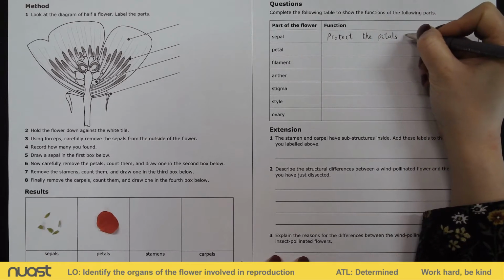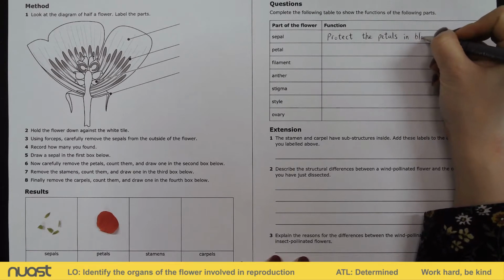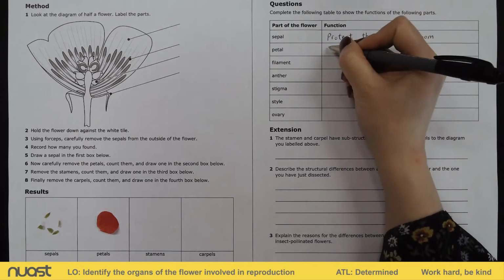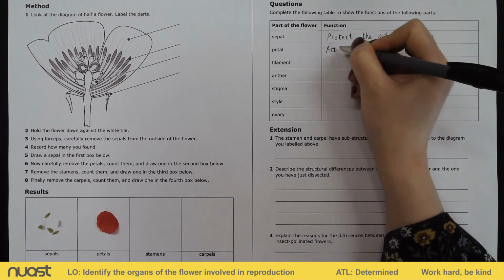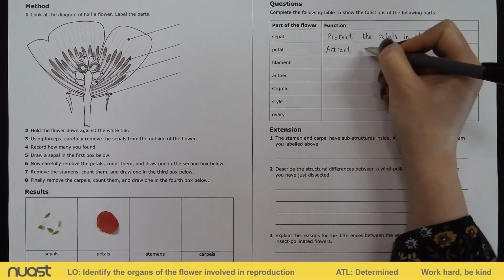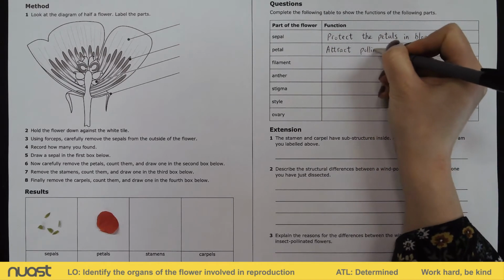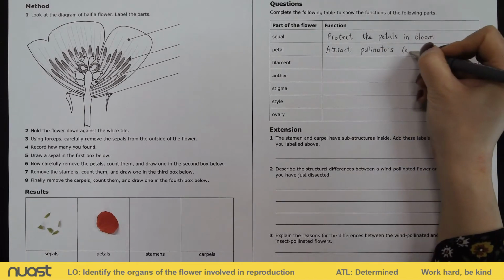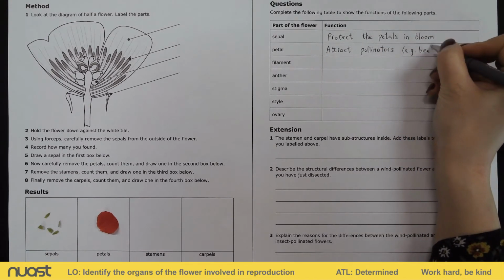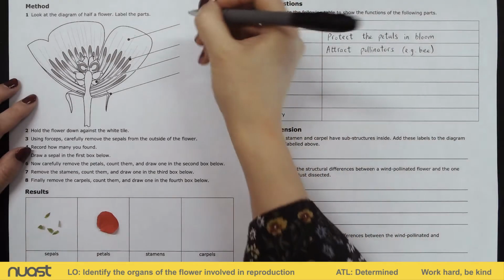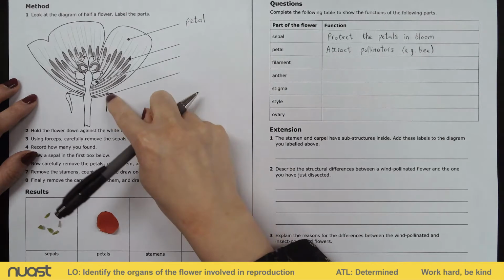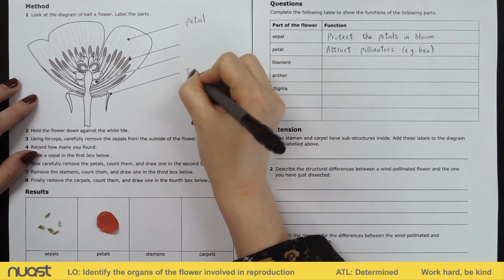So this is when the flower is blooming. Petals in bloom. The petal is to attract pollinators towards the flower. Examples are the bee. So we can label the diagram. That is the petal, and beneath the petals we have the sepals.